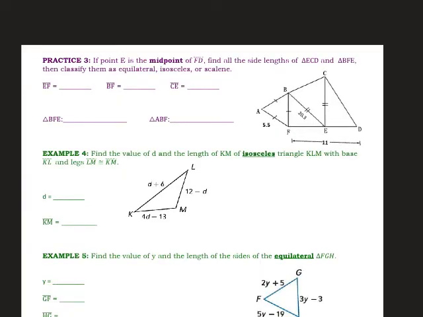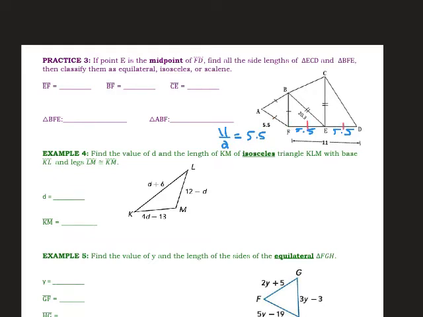So on practice 3, it says if point E is the midpoint. So because E is the midpoint, what should be true about F to E and E to D? They should be equal. Now, if they're both equal, and I know the length from F to D is 11, what should we do to both sides? Divide it by 2. Good. So 11 divided by 2 is 5.5. So if this is 5.5, and this one's 5.5, and if you look at the image itself, this one right here that's 5.5 already has 1 tick mark. So how many tick marks should I put here? 1 as well.